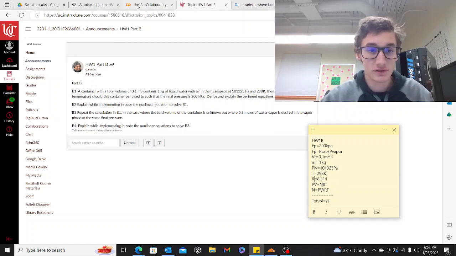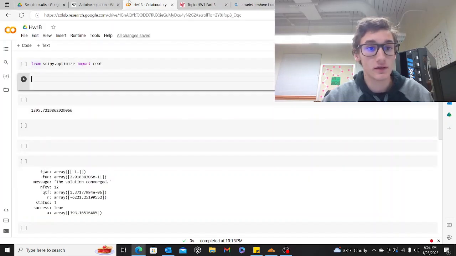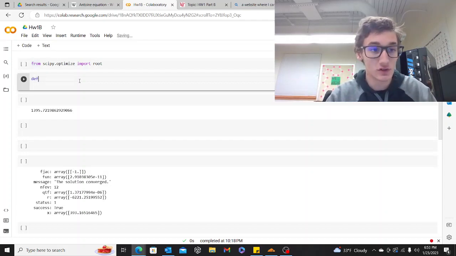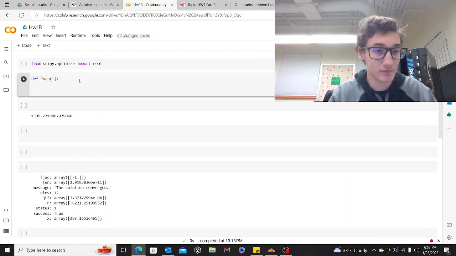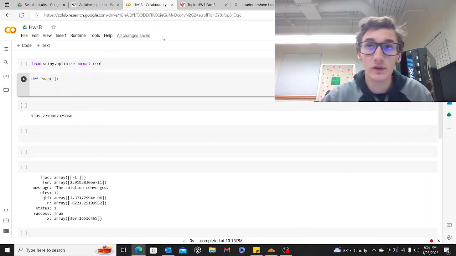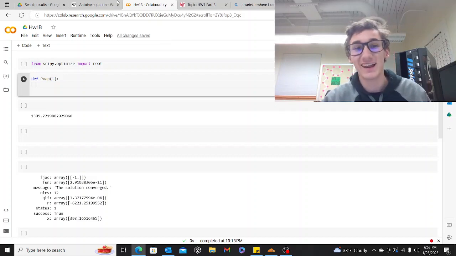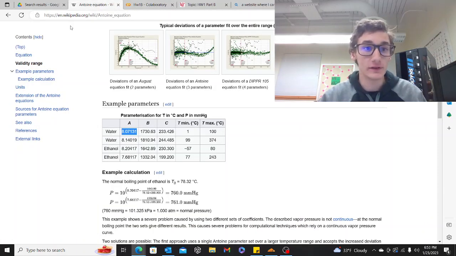So first, let's start with the saturation pressure. However, saturation pressure is an equation which needs temperature. So you're going to have to define that as a function. We're going to define the vapor pressure as a function of T. To get this, there's a certain equation we can use, and that equation is the Hw1PartB equation.